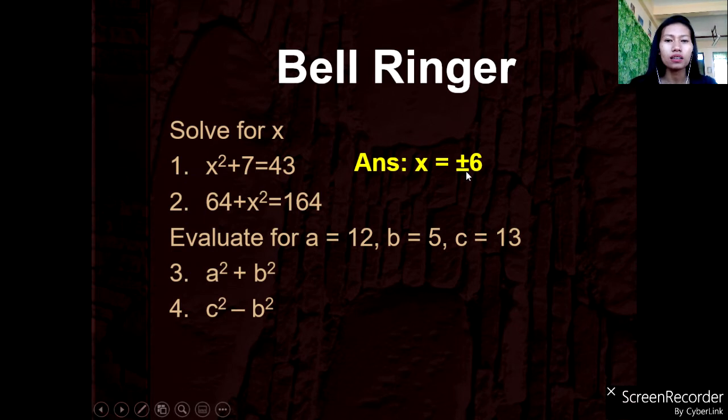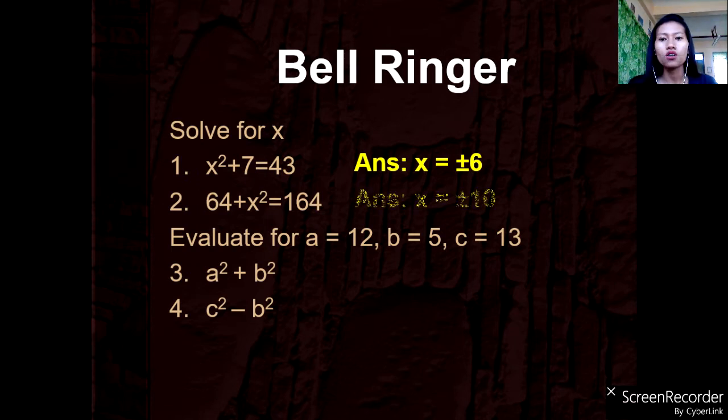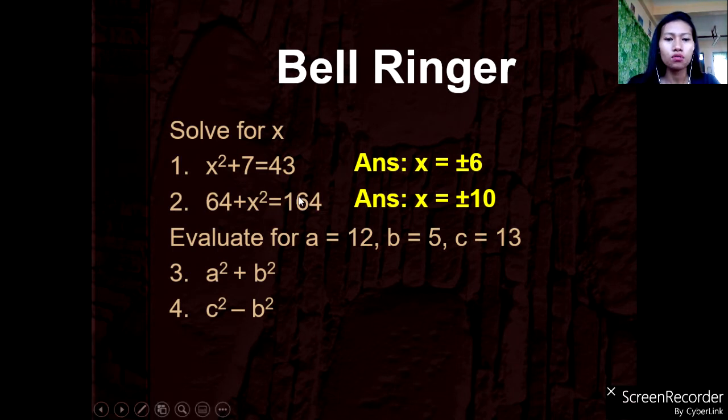How about item number 2? We have this equation: 64 plus x squared is equal to 164. What do you think is the value of x? The value of x is positive or negative 10, because 164 minus 64 is 100 and the square root of 100 is positive or negative 10.